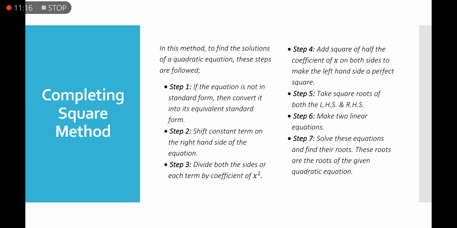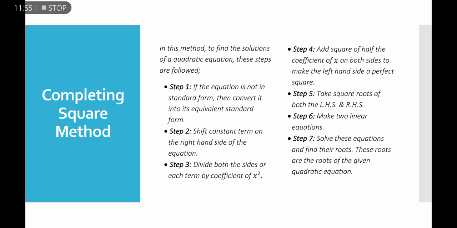Number 3. Completing square method. In this method, to find the solutions of a quadratic equation, these steps are followed. Step 1. If the equation is not in standard form, then convert it into its equivalent standard form. Step 2. Shift constant term on the right hand side of the equation. Step 3. Divide both the sides or each term by coefficient of x square.